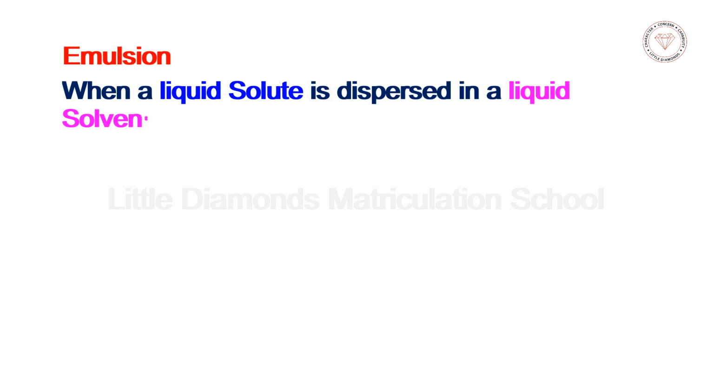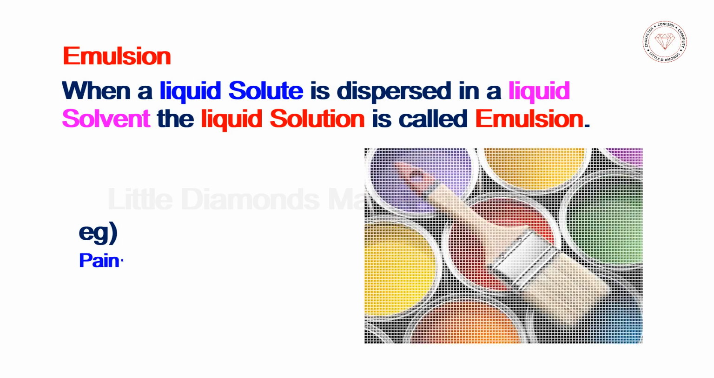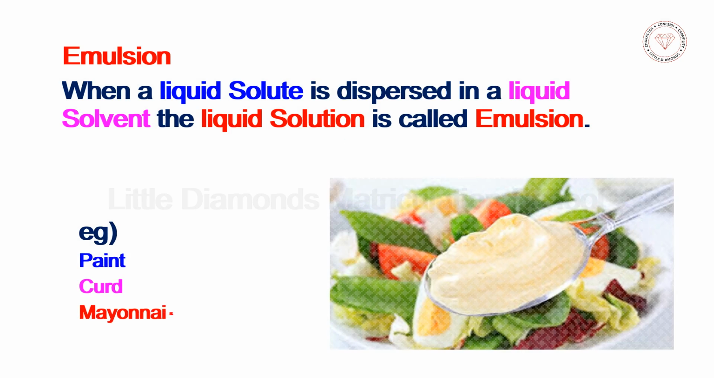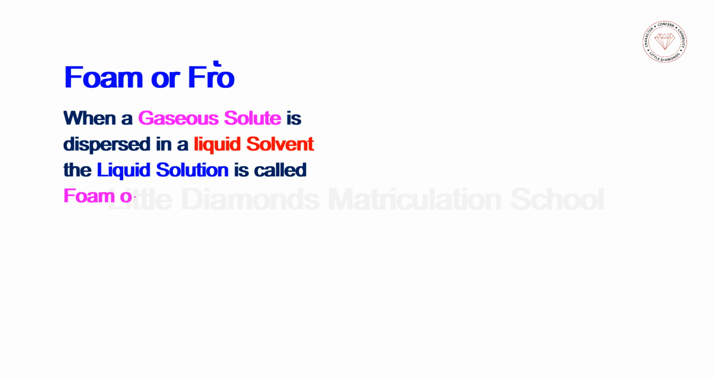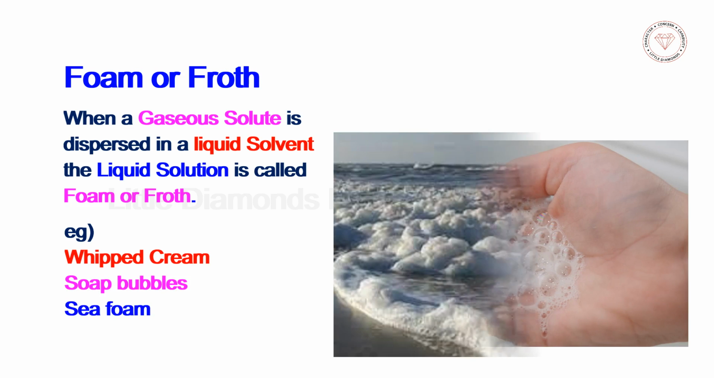Emulsion. When a liquid solute is dispersed in a liquid solvent, the liquid solution is called emulsion. Examples of emulsions are paint, curd, mayonnaise, etc. Foam or froth. When a gaseous solute is dispersed in a liquid solvent, it is called foam or froth. Example, whipped cream, soap bubbles, sea foam, etc.